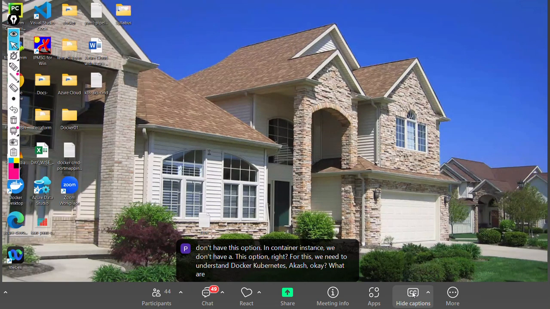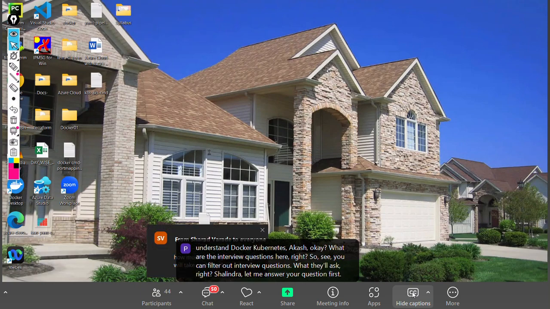What are the interview questions here? You can filter out the interview questions, what they'll ask. Shailendra, let me answer your question first. Okay, Shirisha, I'll ask your interview question. Docker Desktop: what do you mean by Docker Desktop?